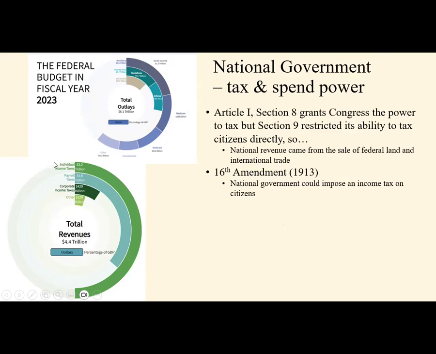The amount of revenue that our national government takes in, about half of it comes from income tax. So that 16th Amendment authorized the national government to derive a huge source of revenue from income taxation.